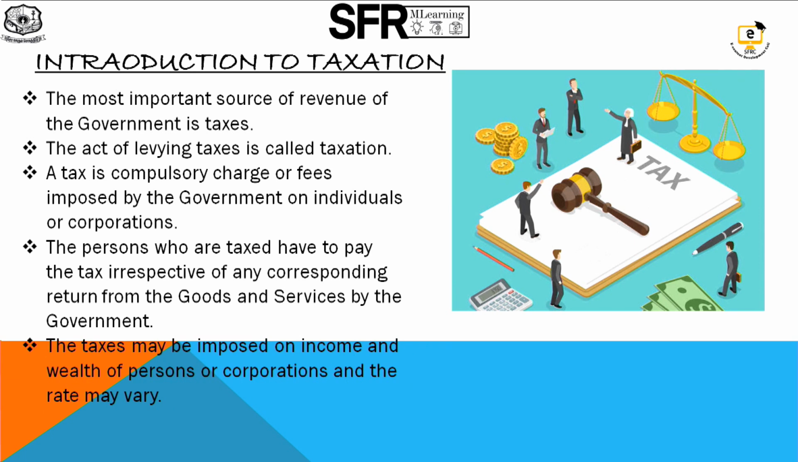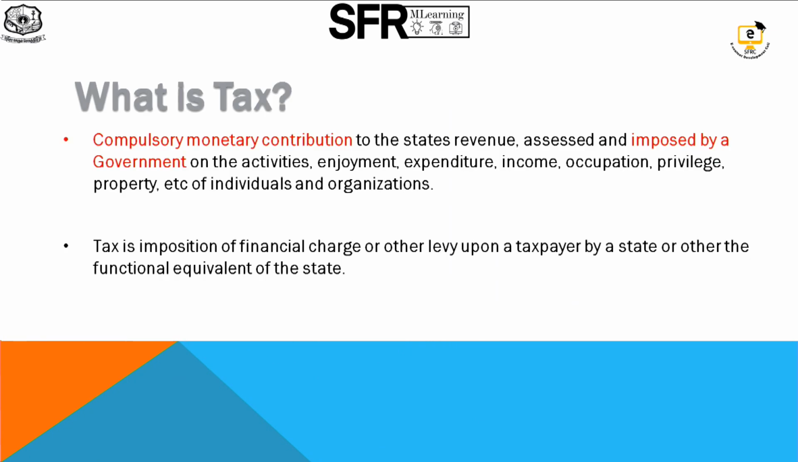Taxation. The most important source of revenue of the government is taxes. The act of levying taxes is called taxation. A tax is a compulsory charge or fee imposed by the government on individuals or corporations. The persons who are taxed have to pay the tax irrespective of any corresponding return of goods and services by the government. The taxes may be imposed on income and wealth of persons or corporations, and the rate may vary from one another.